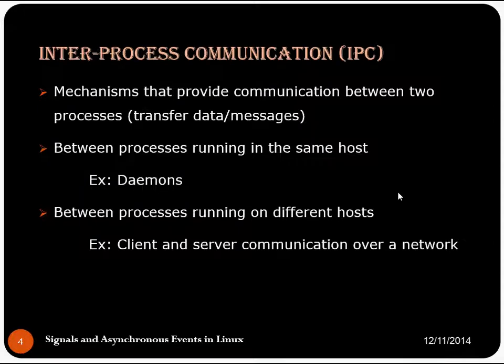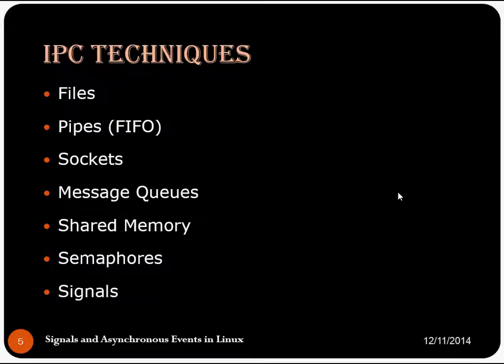Coming to interprocess communication, also known as IPCs, these are mechanisms that provide communication between two processes. The communication can involve transfer of data or a simple message without any data involved. The communication can happen between two processes that are running on the same host machine, or also between two processes that are running on completely different machines, like a client-server model. And these are the inter-process communication techniques that are available in Linux.